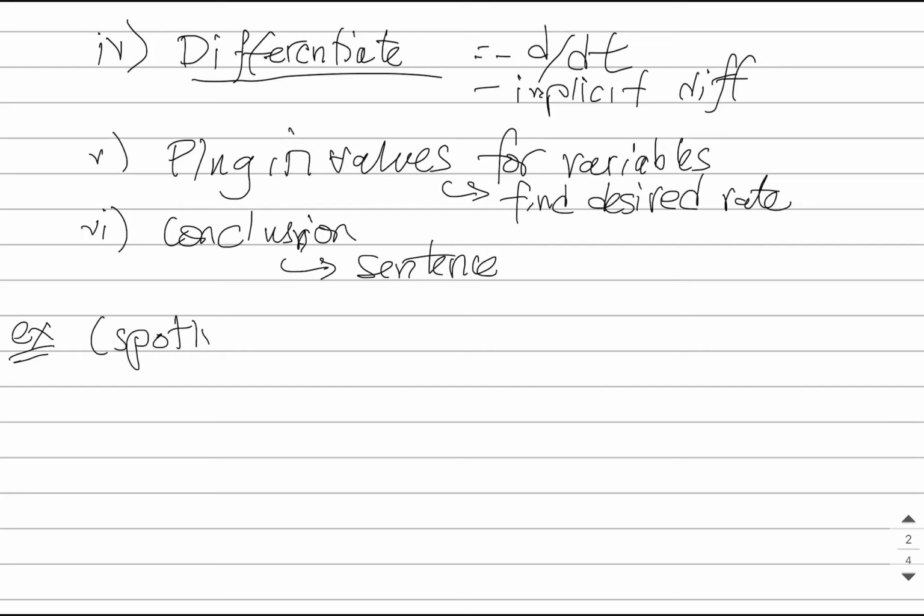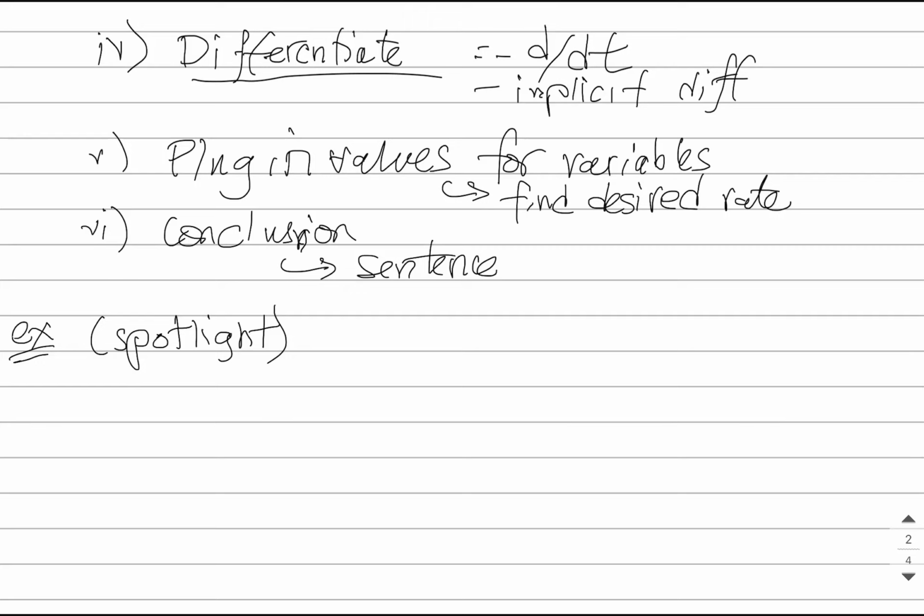So on the video link here, I've attached a PDF with the first question that we're going to talk about. So this is the spotlight question. We've got a spotlight on the ground that shines on a wall 12 meters away. If a man 2 meters tall walks away from the light toward the wall at a given rate, how fast is the length of the shadow on the building decreasing when he's a certain distance from that building?